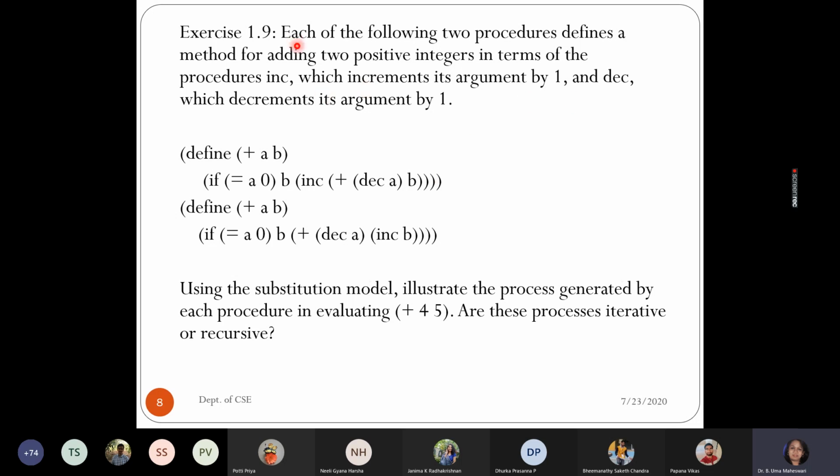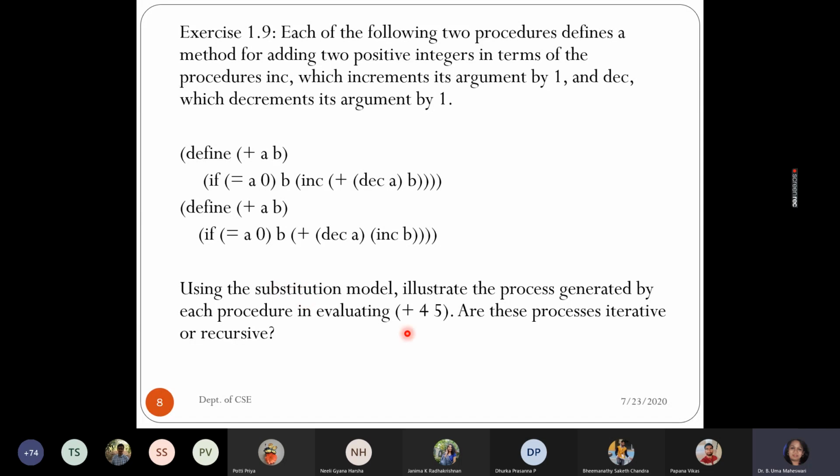What is happening here? Let's say there are two procedures for adding two positive integers. In terms of the procedures, inc is there, which will increment the argument by one, and dec, which decrements its argument by one. Actually, these are built-in; consider them built-in functions. Increment means it will increment, decrement means it will decrement by one, and I have a code like this.